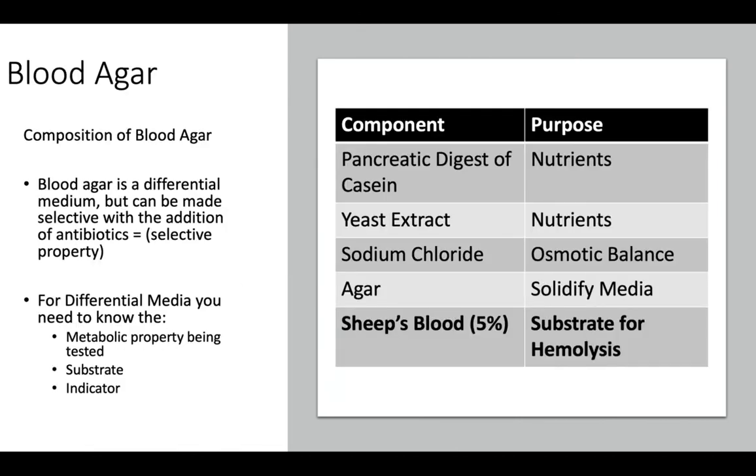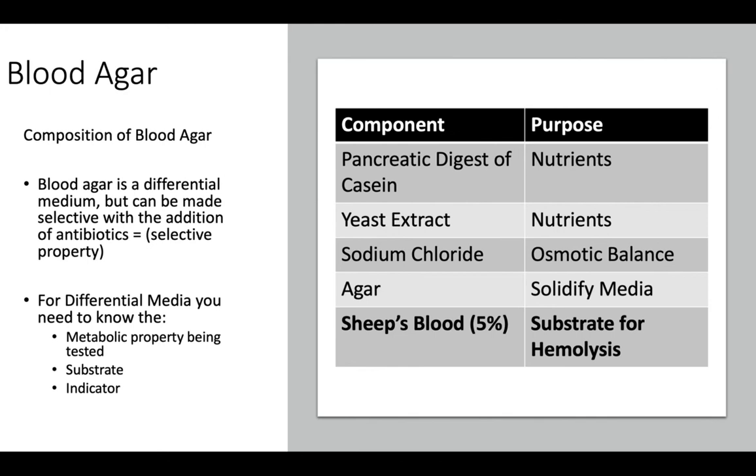So blood agar does not have a selective property unless we add antibiotic. We did not do that. So this is just blood agar. Most pathogens can grow on blood agar, but we have some fastidious pathogens, meaning they require certain nutrients that cannot grow on blood agar. We look for those with chocolate, but we're talking about blood right now.